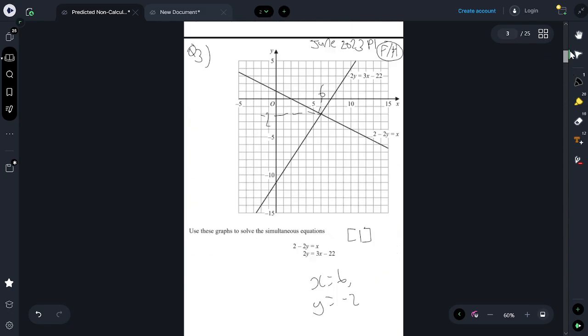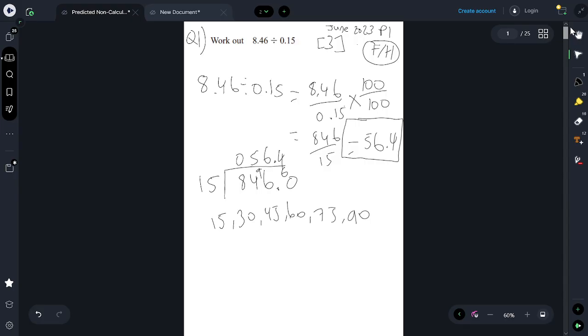But a lot of this is predicted. These are the questions that I think are very, very likely to come up in paper one, the non-calculator. I've seen the trend. I've seen them ask questions exactly like this so many times on the non-calculator. It's really important you learn how to tackle all these questions, especially going for the high marks and the high grades. And the idea of this is to show you how to tackle them.